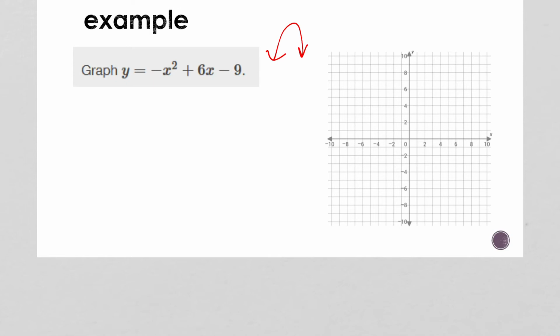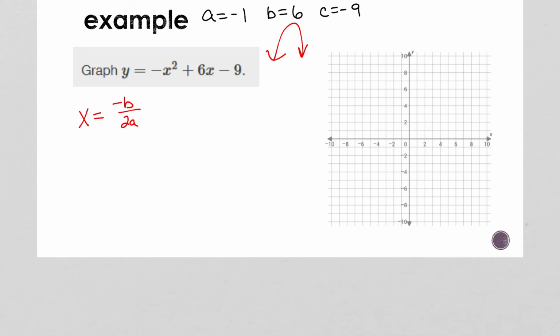Because in case you make any mathematical mistakes, you know that you made the mistake. You may not know how to fix it, but you know that you've made the mistake and you know that you need to fix it. Okay, all right, so the first thing I want to do is find the vertex. So the x-coordinate of the vertex is going to be negative b over 2a. Well, a is negative 1, b is positive 6, and c is negative 9.